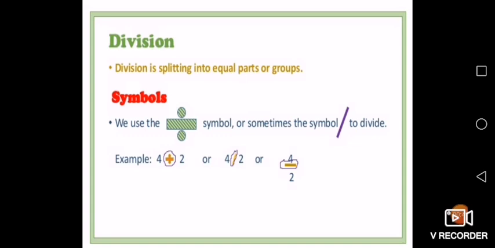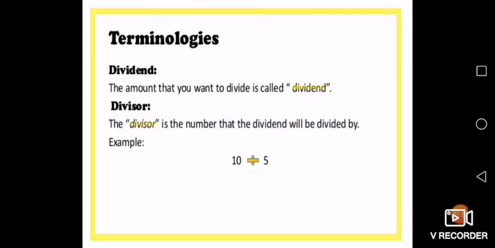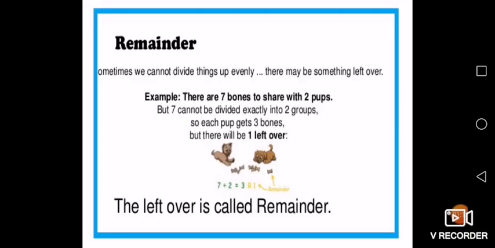Division is splitting into equal parts or groups. The symbols we can use for division are by, that divide, or slash. Now terminology, that is dividend. The amount that you want to divide is called dividend. The number by which you divide the dividend is called divisor. Here in the example, 10 is the dividend and 5 is the divisor.